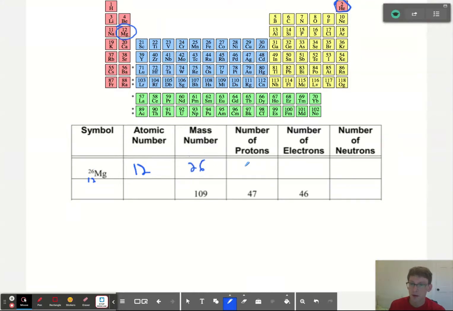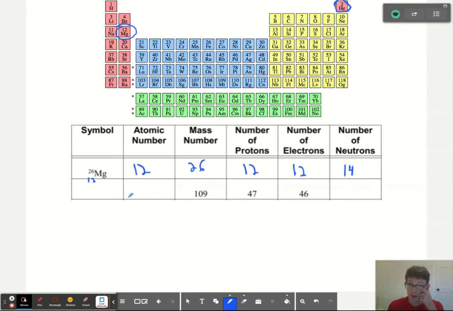The number of protons is 12. The number of electrons is going to be 12 because there is no charge. There's an implied 0 here. And the number of neutrons is simply going to be the 26 as our mass number minus the 12 protons, which is equal to 14 neutrons. Just 26 minus 12 gives us our 14.